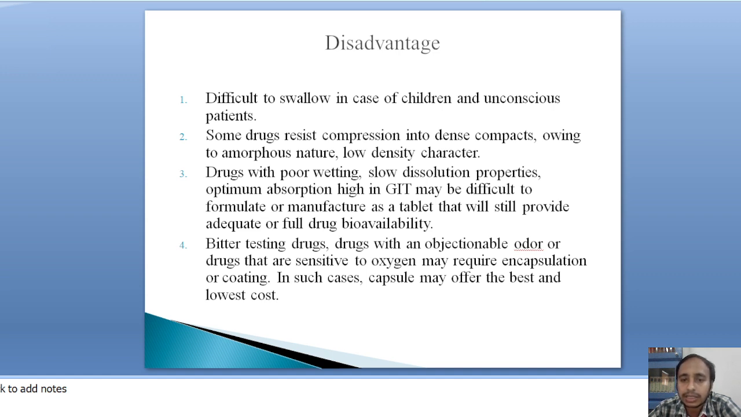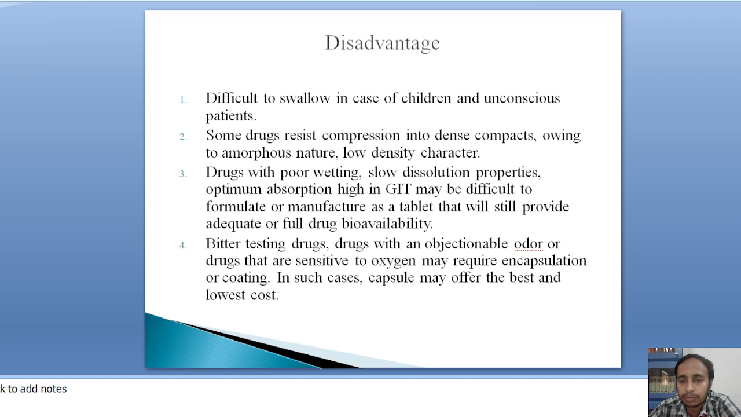Next is bad tasting drugs. Sometimes the odor is objectionable and very irritating, so we cannot use them for tablets. It may require coating, as those are sensitive to oxygen and may require encapsulation. It is called a seal coating. Seal coat means it provides a barrier against moisture penetration. In this case, capsules may offer the best option, so we can use capsules.